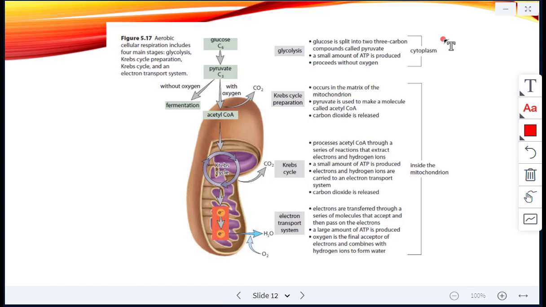All right, and like I said before, if there is enough oxygen present, then that pyruvate will now enter the mitochondria. If there isn't enough oxygen, then it's going to go to the process of fermentation. All right, so the Krebs cycle preparation would be next. Then it's the Krebs cycle itself, and then the electron transport system.